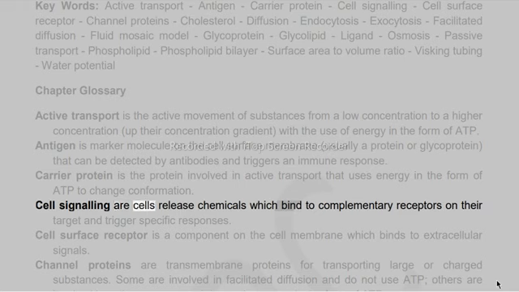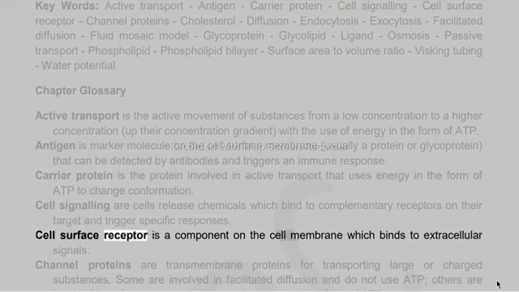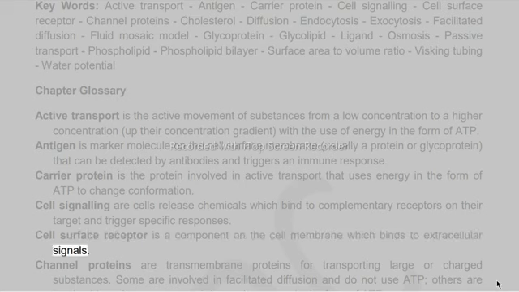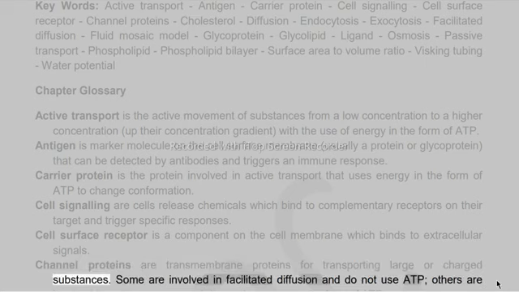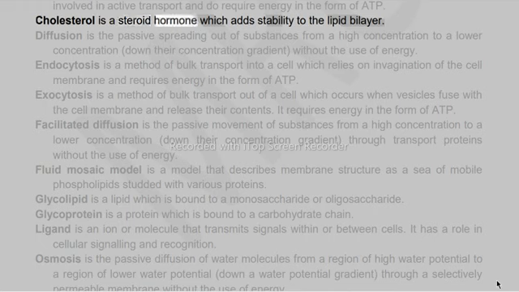Cell signaling is when cells release chemicals which bind to complementary receptors on their target and trigger specific responses. Cell surface receptor is a component on the cell membrane which binds to extracellular signals. Channel proteins are transmembrane proteins for transporting large or charged substances. Some are involved in facilitated diffusion and do not use ATP, others are involved in active transport and do require energy in the form of ATP. Cholesterol is a steroid hormone which adds stability to the lipid bilayer.